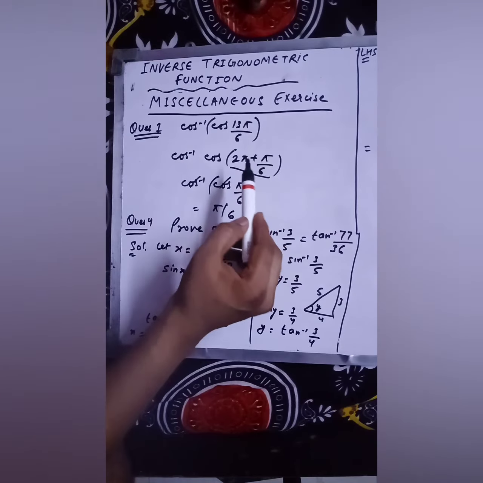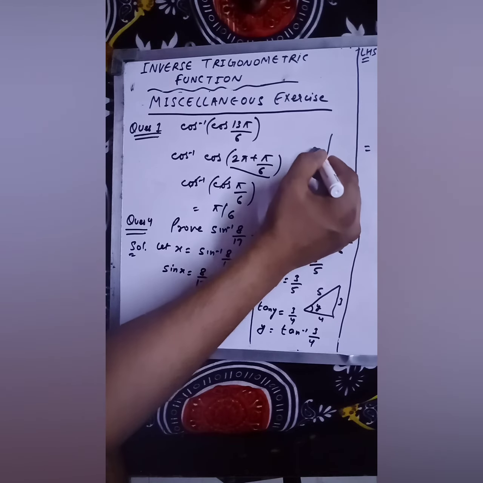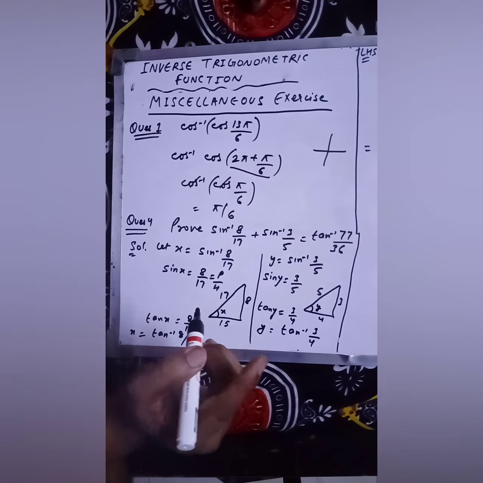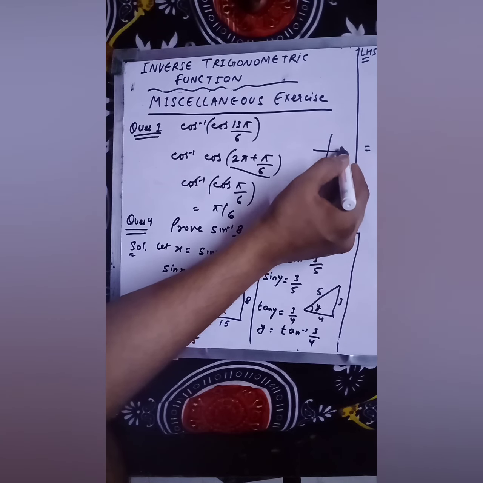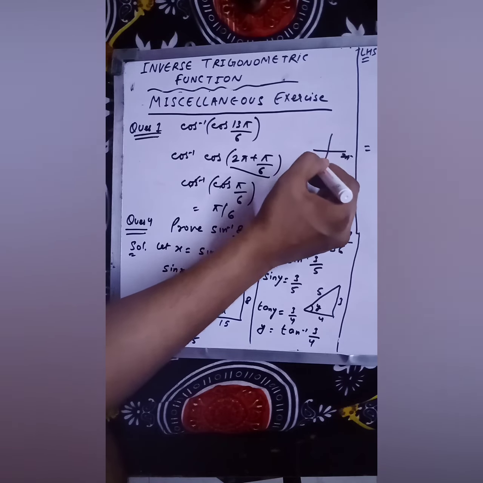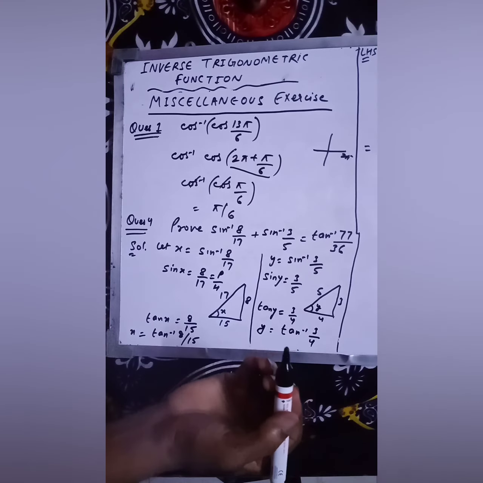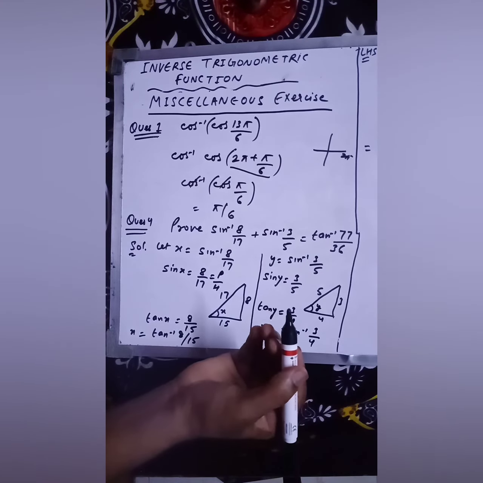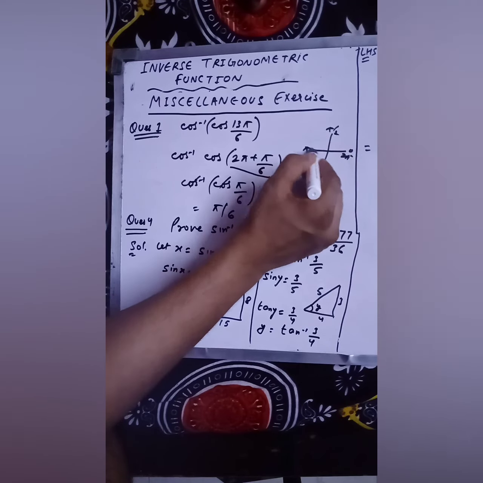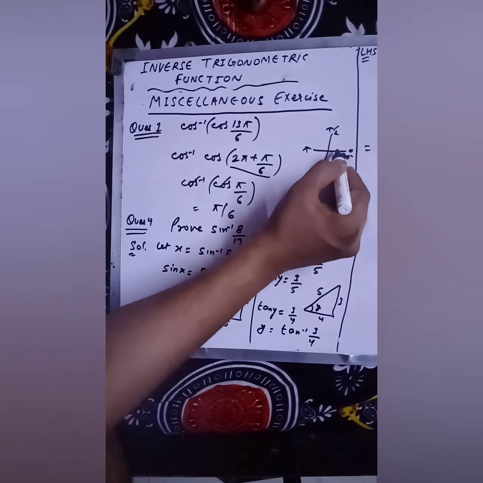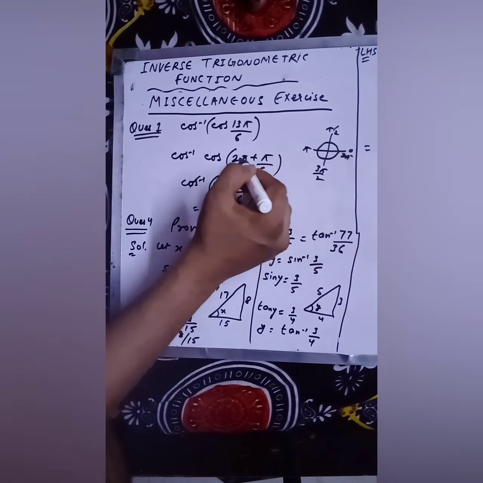Got it? Now 2 pi, as you know, in the 11th standard you have done the quadrants. I'm just revising it; if you don't have an idea, please learn this concept from the 11th standard. So this is 0, this is pi by 2, this is pi, this is 3 pi by 2, and this is 2 pi. When you take a whole round, the value is 2 pi. So the value is 2 pi plus pi by 6.